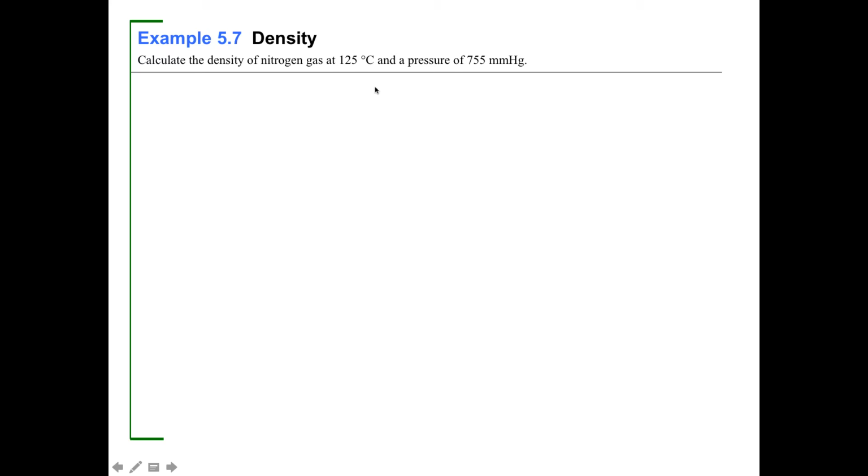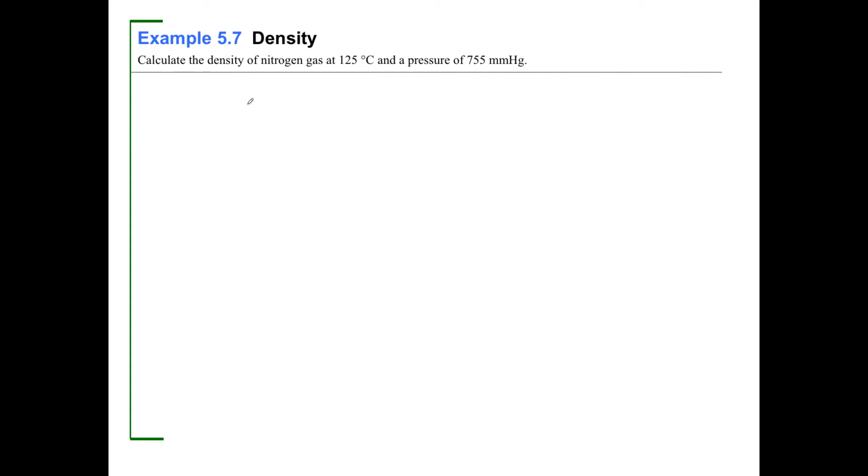So the first example is calculate the density of nitrogen gas at 125 degrees Celsius and a pressure of such and such. So what I'm going to do is I'm going to go PV is equal to RT. I warned you, right? I'm not going to use the shortcut here. I don't like it. Sometimes I do and sometimes I don't.